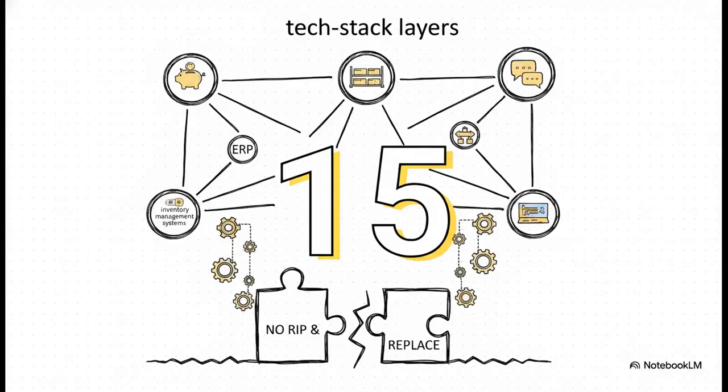Now, check out this number, 15. The Enterprise Agent 360 ecosystem integrates across 15 different tech stack layers. What's the takeaway here for you? It means this architecture connects directly into your existing ERP, your inventory management systems, your messaging stack. You aren't doing some massive, painful rip and replace. The agents are actually designed to drop in and play nice with the legacy infrastructure you're already running.